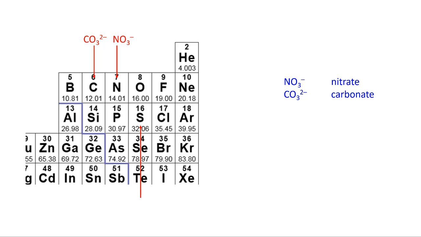Let's look at how that pattern continues in the next period down in the periodic table. So let's look at the polyatomic ion containing sulfur. This one would be called sulfate. Let's look at its formula. Here it is, SO4 with a 2- charge. So take a moment to write down SO4 2- sulfate in your notes.